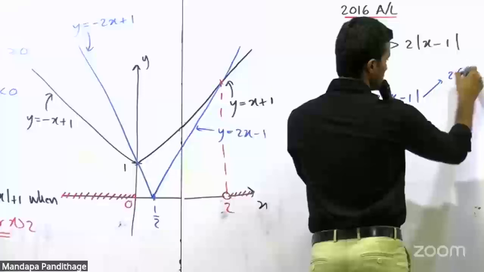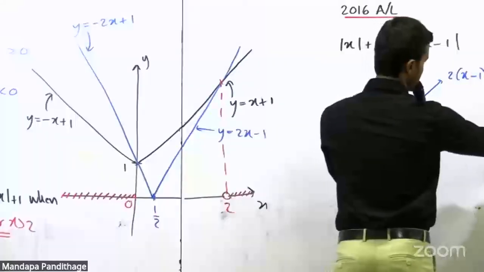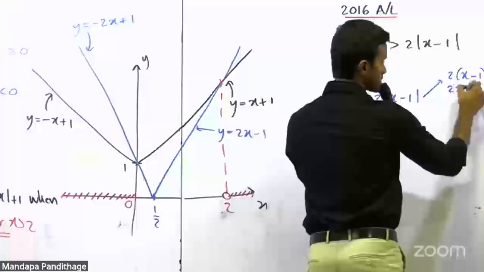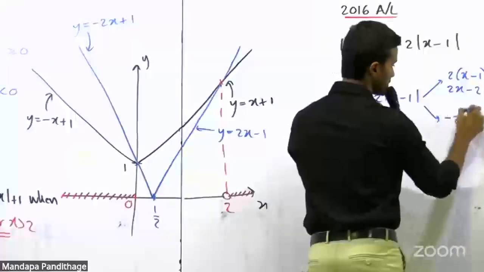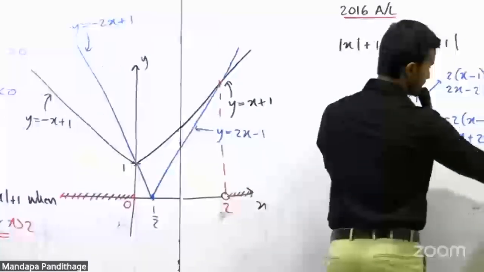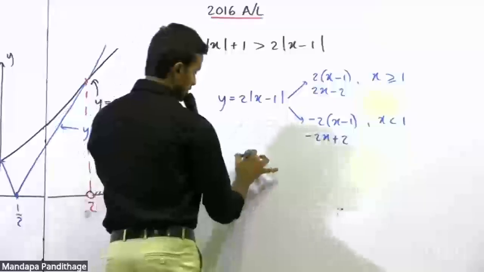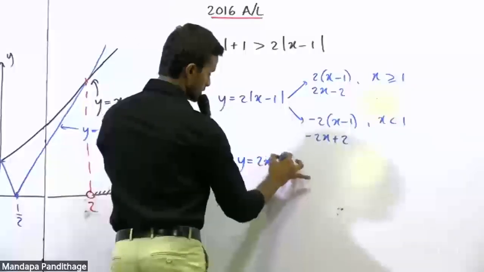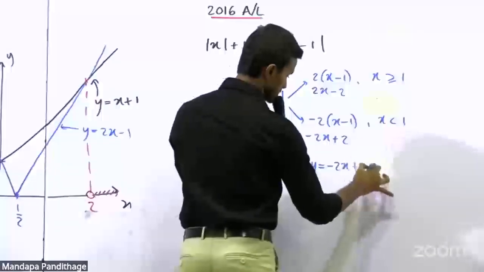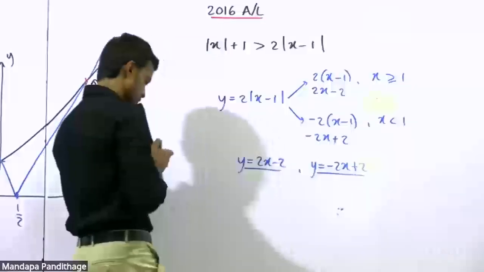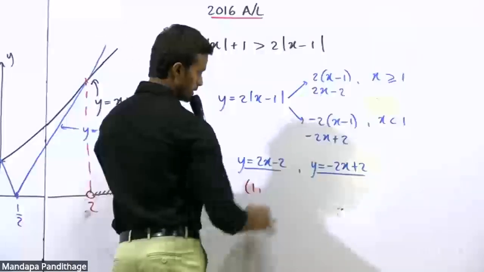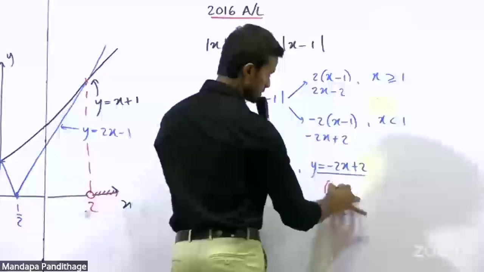So you get 2 times x minus 1 when it's greater than 1. So this one should be positive. So 2x minus 2, and here you get the minus. So you get minus 2x plus 2 when x is less than 1. So what are the two graphs that you're supposed to draw? y equals 2x minus 2 and y equals minus 2x plus 2. So find the turning point when x equals 1. You get 0. Even here, when x equals 1, you get 0.